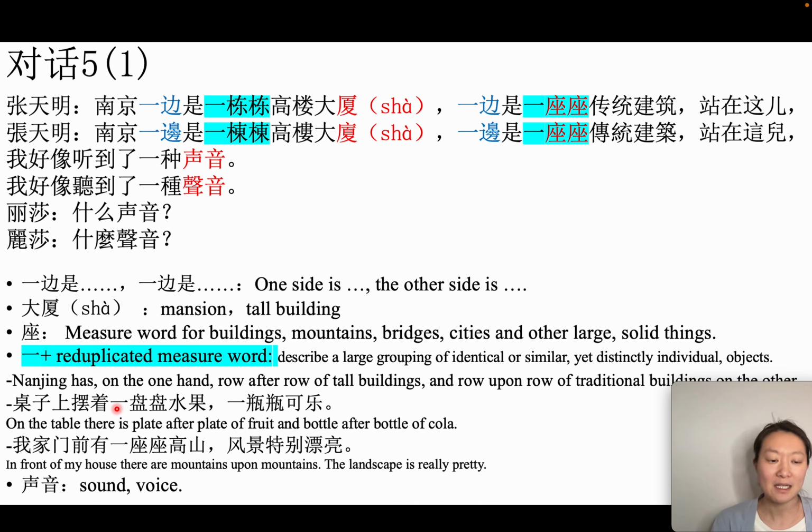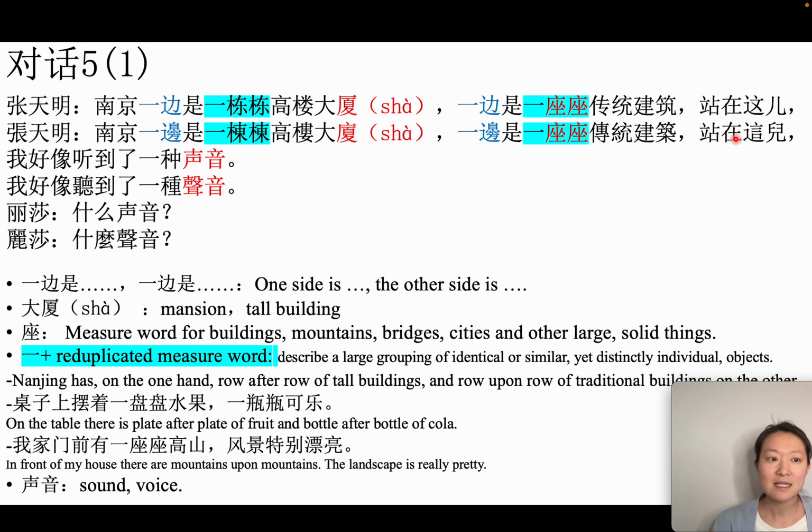桌子上摆着一盘盘水果，一瓶瓶可乐。On the table, there are plates of fruits and bottles of cola. 我家门前有一座座高山，风景特别漂亮。In front of my house, there are mountains upon mountains. The landscape is really pretty. Well, I think in most cases we don't use this grammar often. But in reading, if you see 一栋栋, 一座座, just make sure that you know the meaning, and why they reduplicate the measure word.